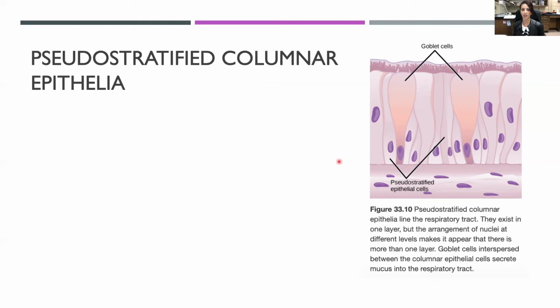Each cell is attached to the base of the membrane of the tissue, and therefore it is still simple in nature. The nuclei are arranged at different levels in the layer of cells, and that's why it looks like more than one layer. So you've got a nucleus up here and a nucleus down here, but the thing to pay attention to is that they are all attached at the base here. The cellular covering has cilia at the apical, or free, surface. So that's what these little protrusions are representing here.